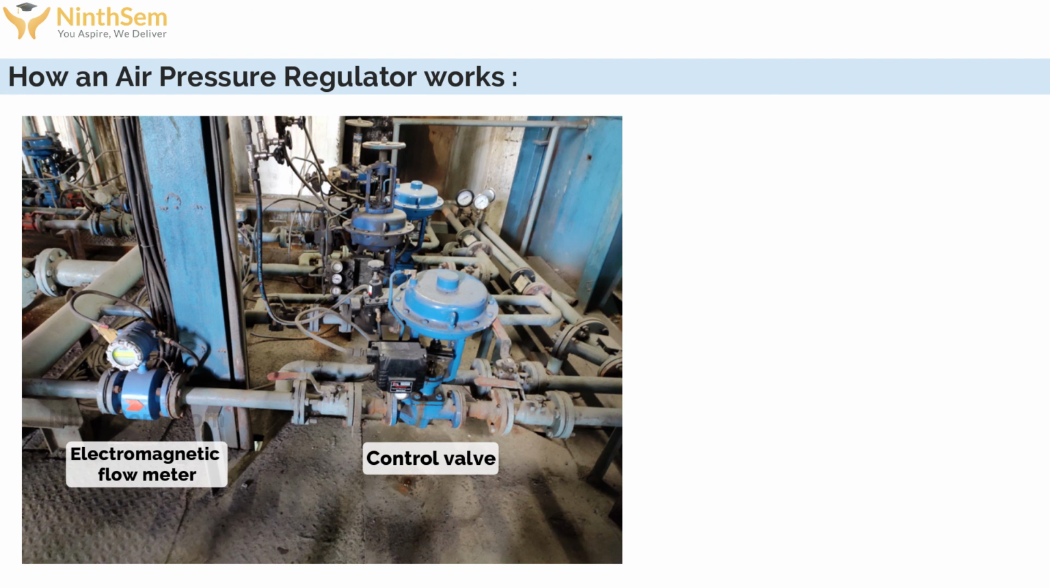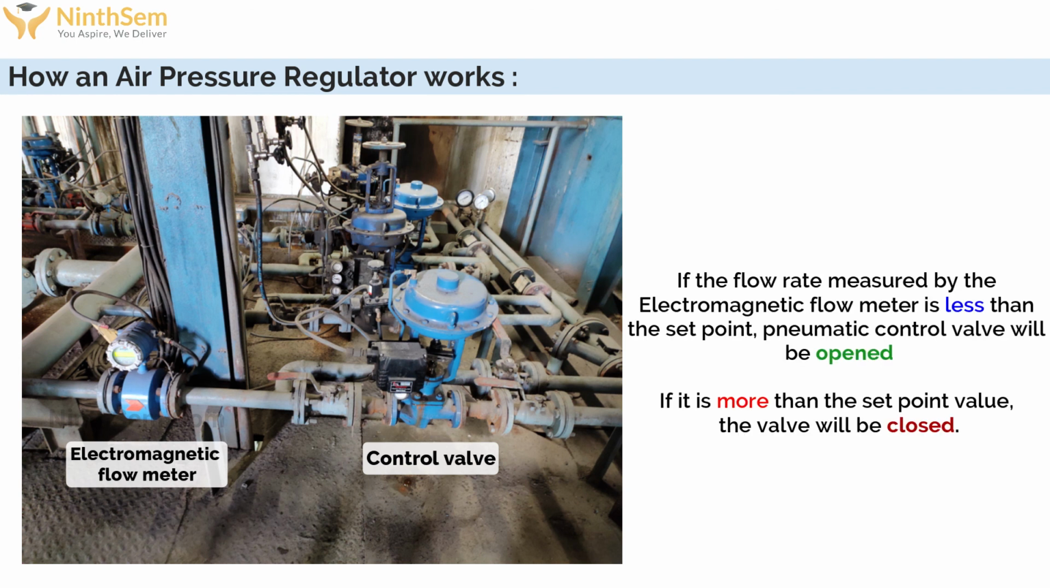So in this figure you see there is an electromagnetic flow meter and a control valve. When the electromagnetic flow meter detects the flow, if there is a deficit, it will open the pneumatic control valve. If it is more than the set value, it will close the control valve so as to maintain the set lpm by the operator. The whole thing is done by a PLC controller. It is PID control based.